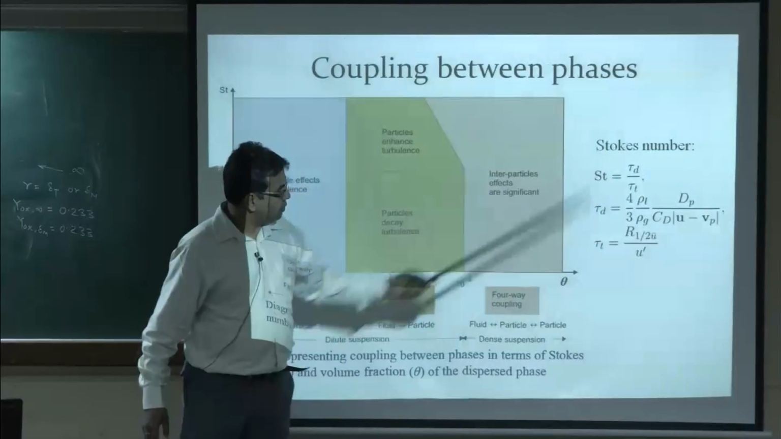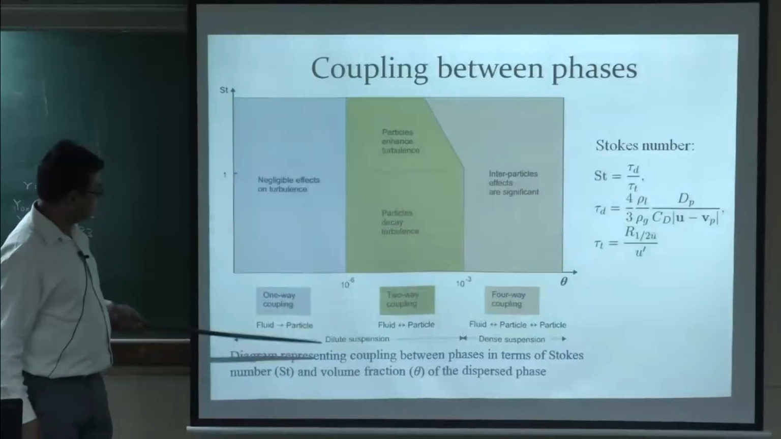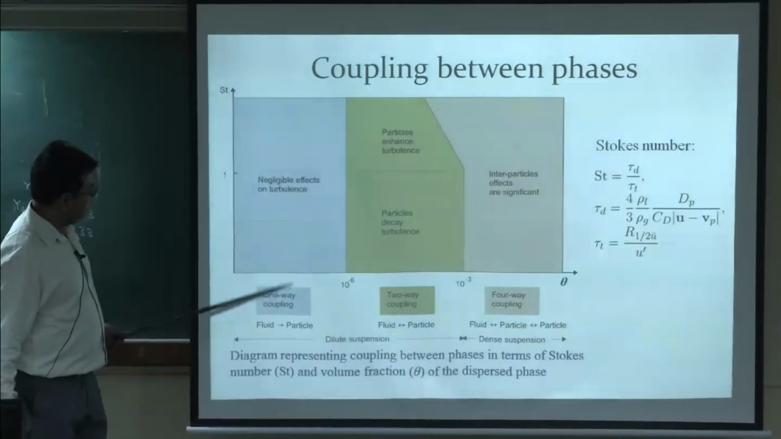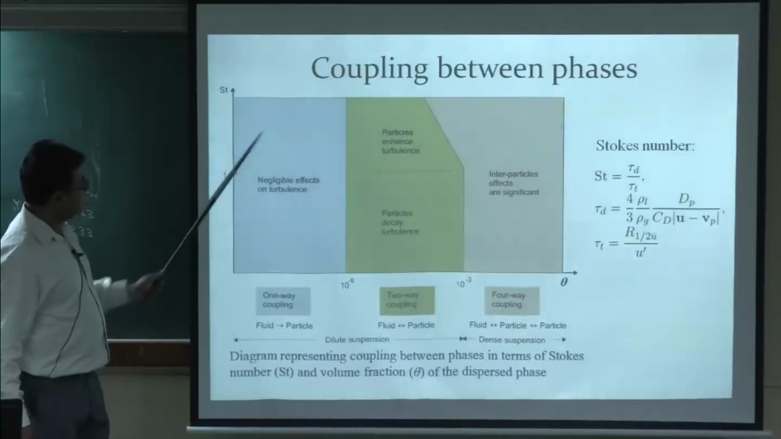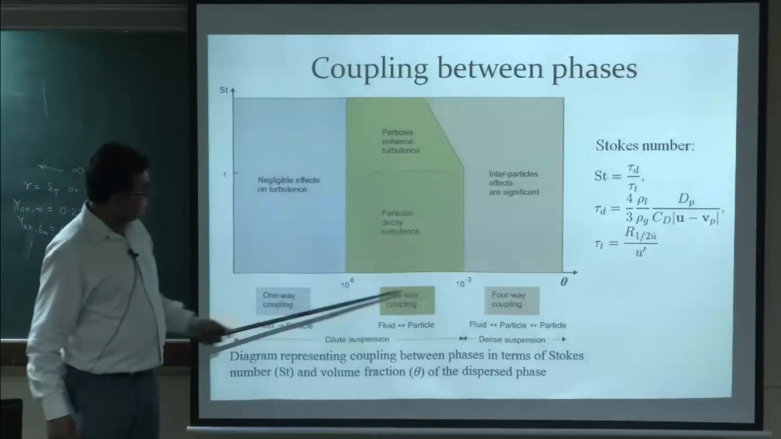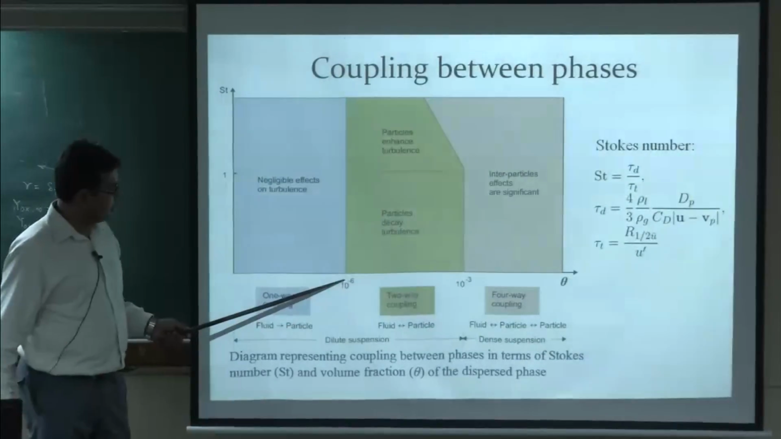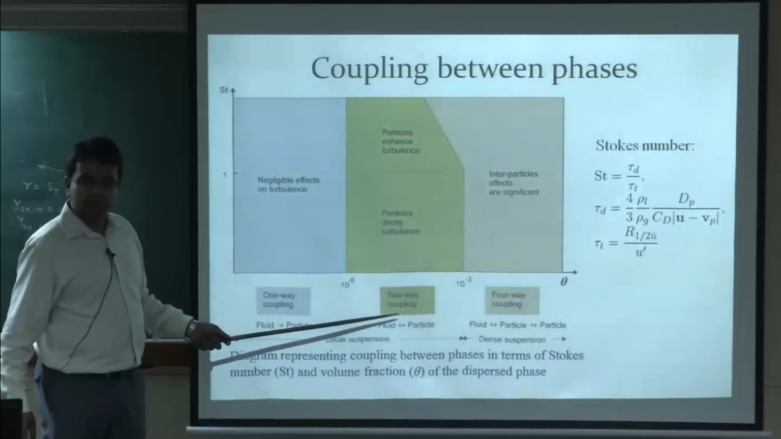So, the ratio of this is the Stokes number and this is the volume fraction. You can use one-way coupling in this zone, so there is negligible effect of turbulence. Now in this zone, when your volume fraction is between 10 raised to minus 6 and 10 raised to minus 3, there could be two-way coupling.